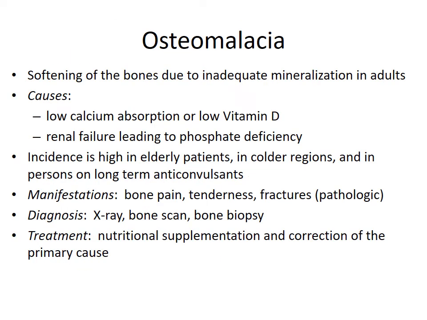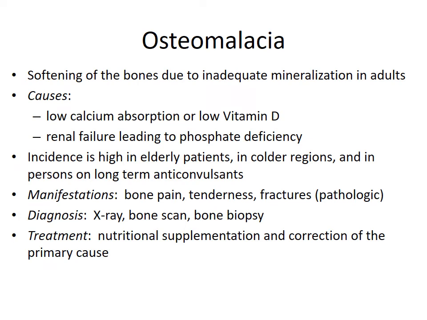All right, next one is a quick one. We're going to look at osteomalacia. This is a softening of the bones due to inadequate mineralization in adults, so lack of calcium and phosphate. So again, this can be caused by low calcium absorption or low vitamin D, which allows us to absorb calcium, or also this can result after renal failure, because renal failure can lead to a deficiency in phosphate, and we need both calcium and phosphate to make hard bone.